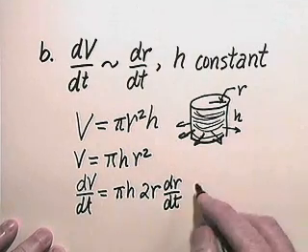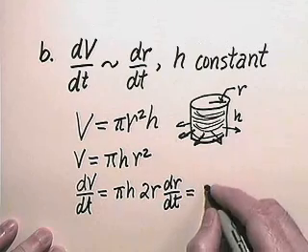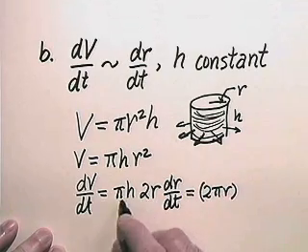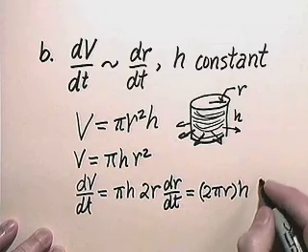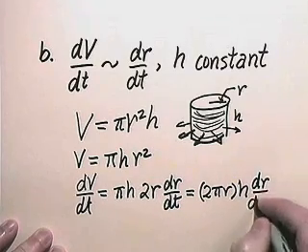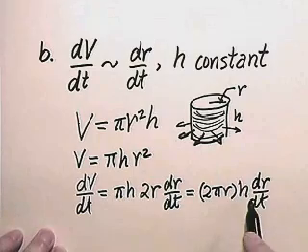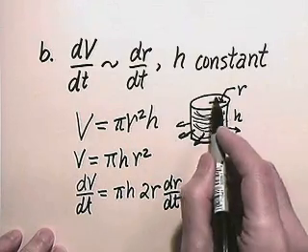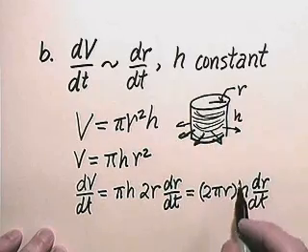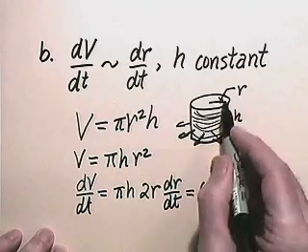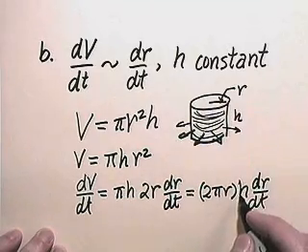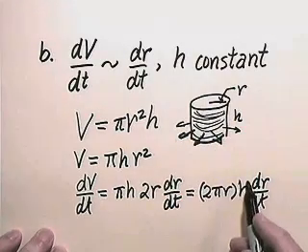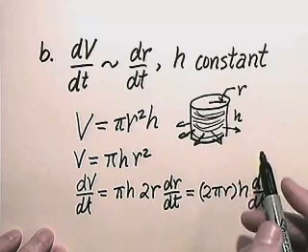Well, let's look at this for a minute. We have 2 pi r. I'm going to gather the 2, the pi, and the r together, the h and the dr/dt. And so look what's happening now. 2 pi r is the circumference of the cylinder. And so when I take the circumference and multiply by the height, what I get is the surface area of the cylindrical wall, the vertical cylindrical wall.